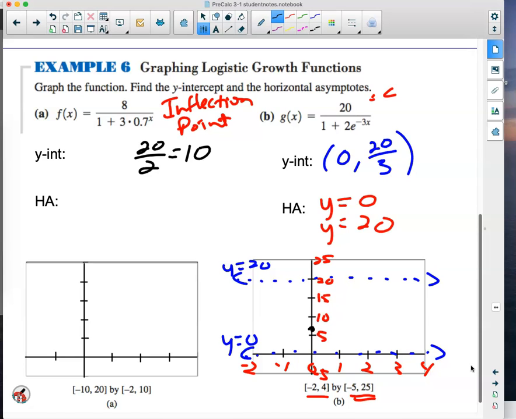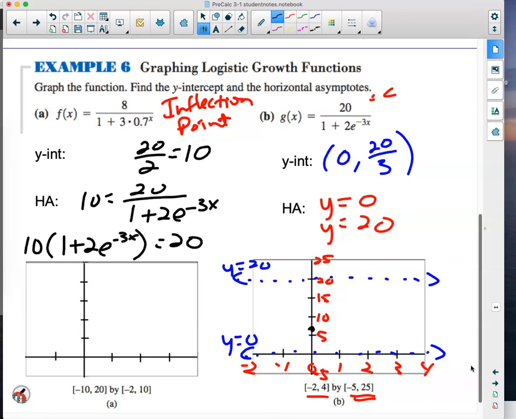But I don't know what the x-coordinate is yet, so that's where we have to do a little bit of algebra. We have to set g of x equal to 10, and then we have to solve to figure out what x is. So we'd multiply both sides by 1 plus 2e to the negative 3x, and that'll give us 10 times 1 plus 2e to the negative 3x equals 20. And then instead of distributing that 10, it's probably easier to just divide both sides by 10.